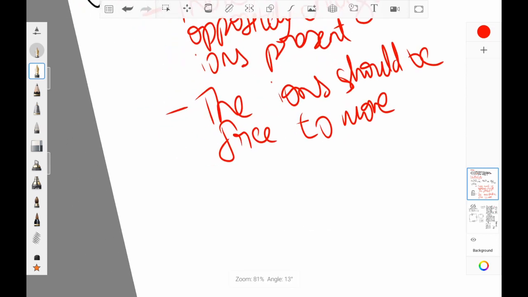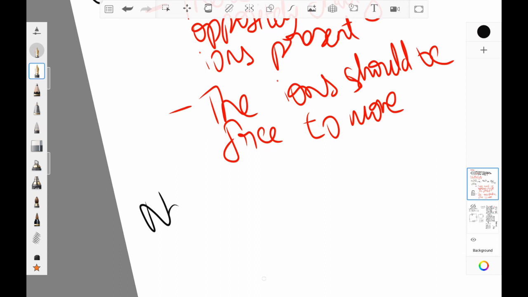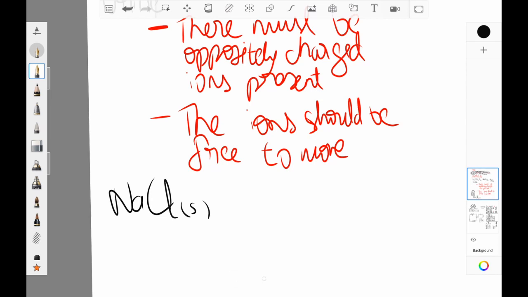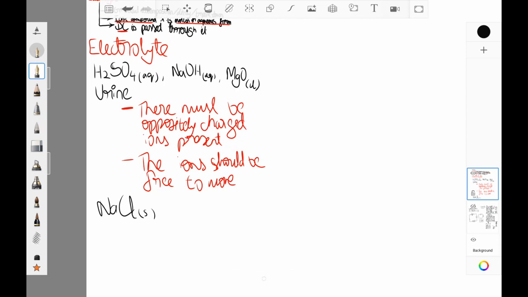For example, NaCl in its solid form has oppositely charged ions. So it has a sodium ion and it has a chloride ion, which are oppositely charged. However, as a solid, these ions aren't free to move, so they aren't able to carry electrical charges. It's only when I melt NaCl, or if I make a solution using NaCl, that the ions become free to move, and they need to be free to move to carry charges. And arguably, this second condition is the most important thing that you should keep in mind when talking about electrolytes.